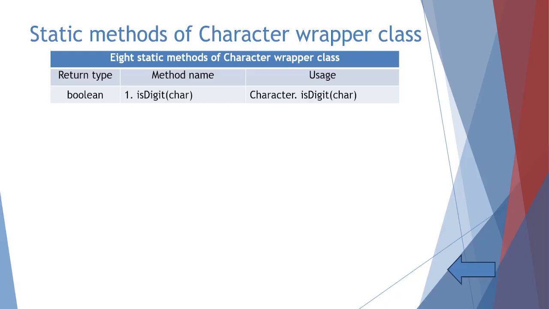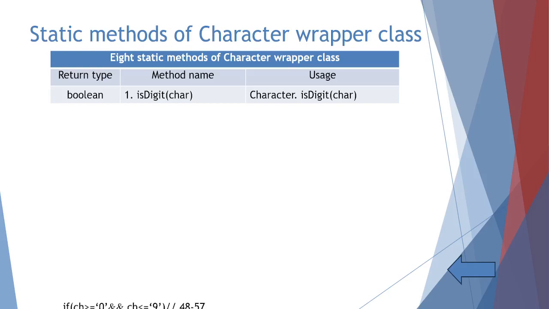The very first one is isDigit, which accepts a char data type variable. Starting with "is", it is like a question: is it a digit? It returns true or false. But the isDigit method is a static method, so we use the class name along with the method name: Character.isDigit, and we send a char data type variable.